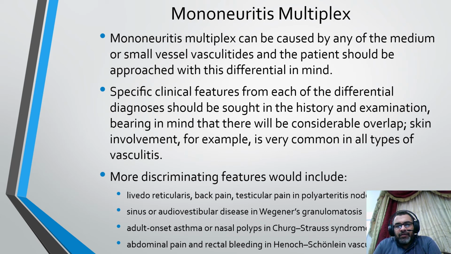Skin involvement, for example, is very common in all types of vasculitis. The more discriminating features would include livedo reticularis, back pain, testicular pain in polyarteritis nodosa, sinus or audiovestibular disease in Wegener's granulomatosis, adult onset asthma or nasal polyps in Churg-Strauss disease, abdominal pain and rectal bleeding in Henoch-Schönlein purpura.